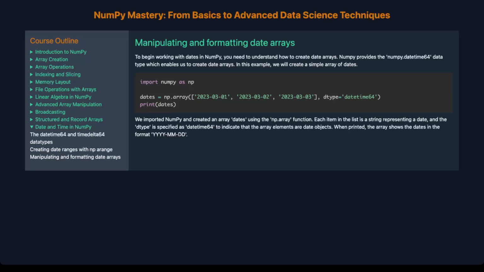We imported NumPy and created an array, dates, using the np.array function. Each item in the list is a string representing a date, and the dtype is specified as datetime64 to indicate that the array elements are date objects. When printed, the array shows the dates in the format YYYY-MM-DD.